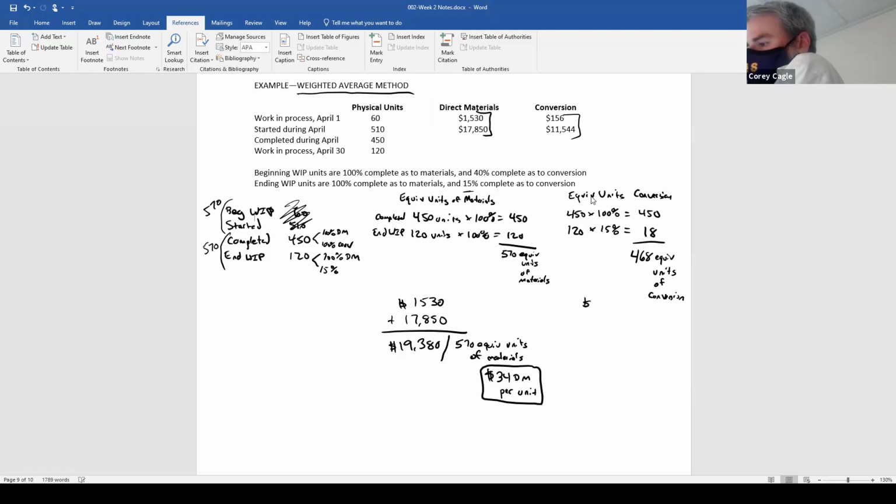So conversion cost, every bit of money we spent on conversion in the problem, 156 plus 11,544, $11,700. All that work, we equivalently finished 468 units. So divide: 25 bucks.